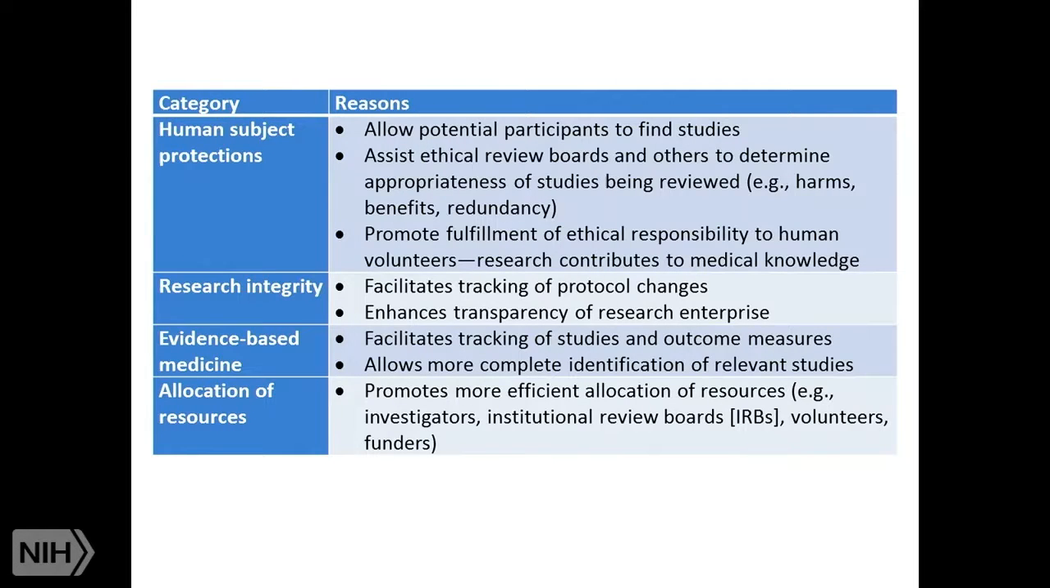So again, thinking about the purpose of ClinicalTrials.gov and other trial reporting systems, you need to think about the 4 categories of human subject protections, research integrity, evidence-based medicine, and allocation of resources.